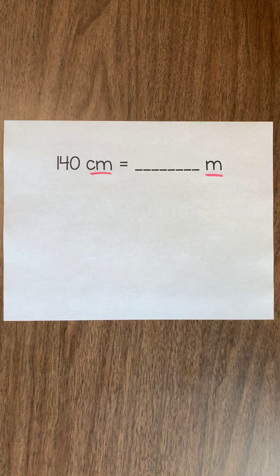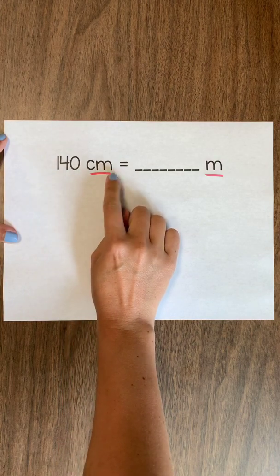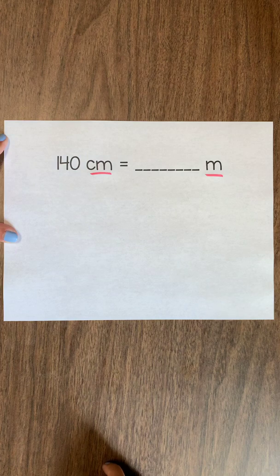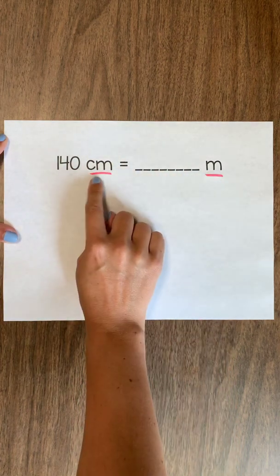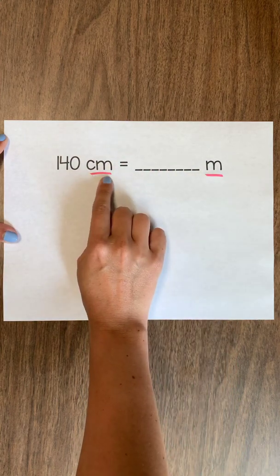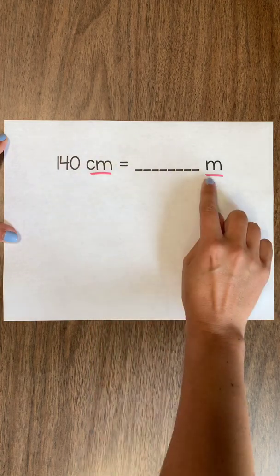All right, I want you to watch another example so that you get the hang of this. So here's our next problem. 140 centimeters is equal to blank meters. So to begin, look at your units. We're going from centimeters to meters. Centimeters are small, meters are big. So we're going from a small unit to a big unit. Whenever you go from a small unit to a big unit, you need to divide.